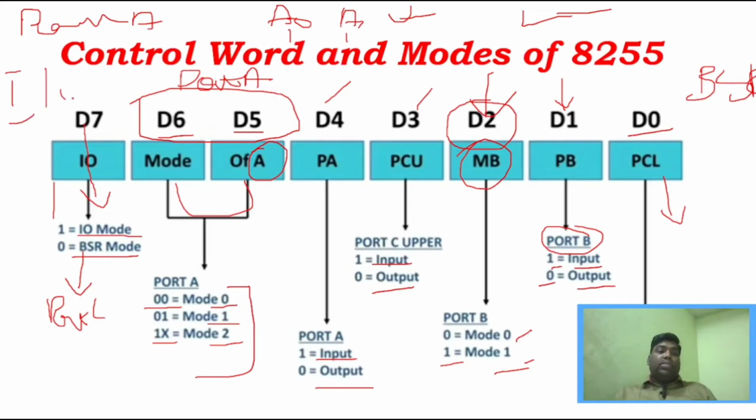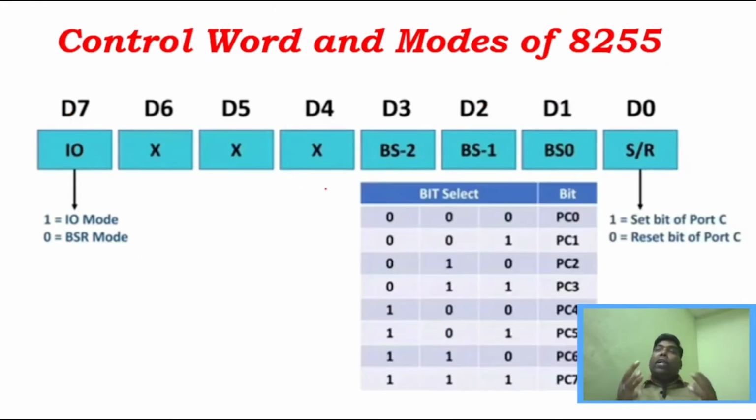Say, for example, if this is 1, it will work in IO mode, and by using all these pins, we can determine which IO mode is going to work: mode 0, mode 1 or mode 2, and which port is going to work. All that can be configured using this particular control word. Similarly, we can determine for BSR mode, right? For BSR mode, what will happen? This bit has to be 0, right? So you can see how to configure the control word for BSR.